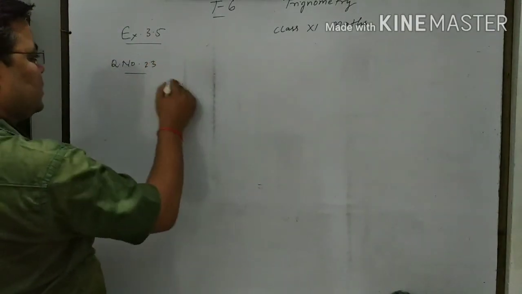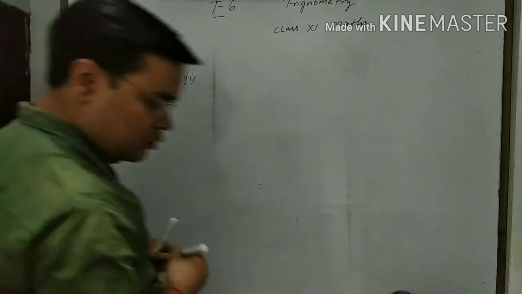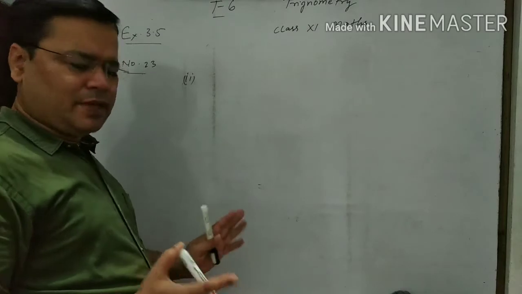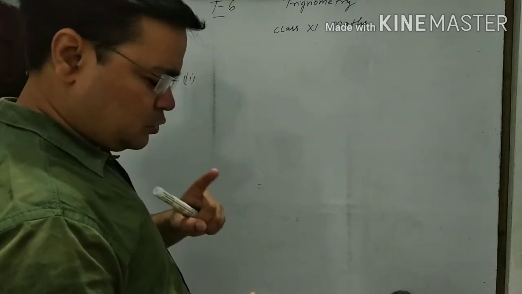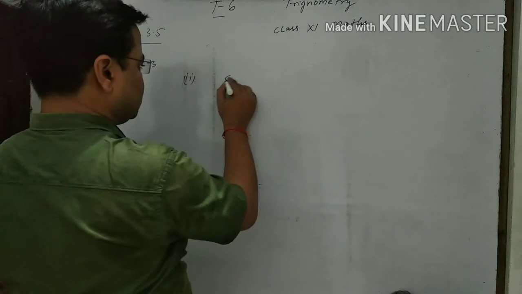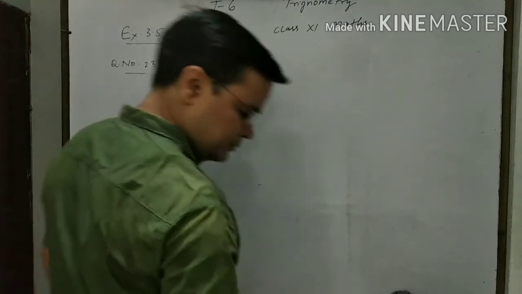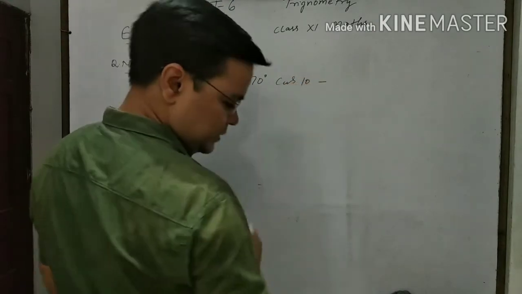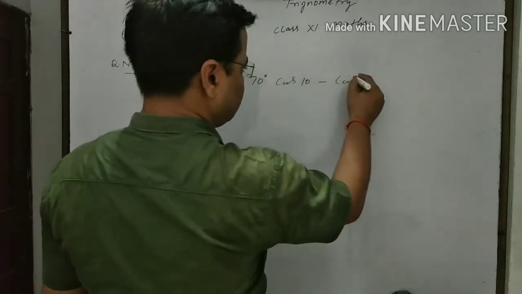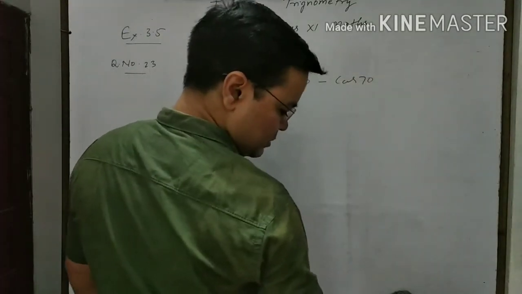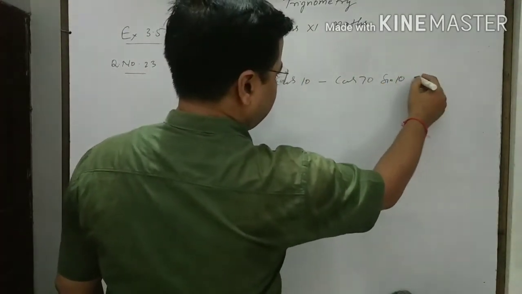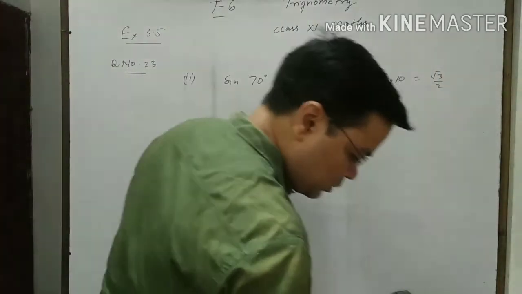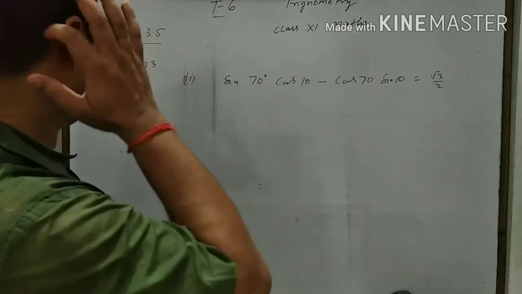Question number 23, second part. There are 1, 2, 3, 4, 5 questions, but all the questions are the same. Therefore, I am only going to solve one question, that is sin 70 degree cos 10 minus cos 70 sin 10 is equal to root 3 by 2.